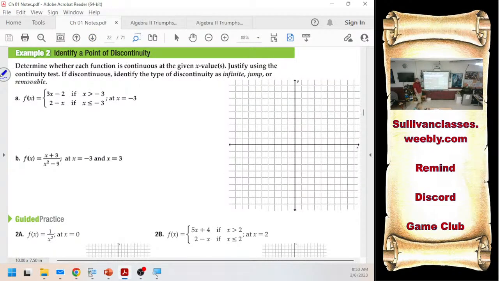First things first, I got to know what this looks like, especially a piecewise function. I'm going to follow this rule when x is greater than negative 3. So I got dot, I got slope, up 3, right 1, up 3, right 1, up 3, right 1, up 3, right 1, down 3, left 1, down 3, left 1, down 3, left 1.